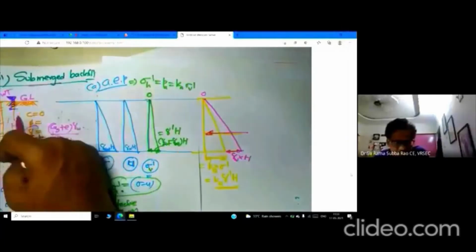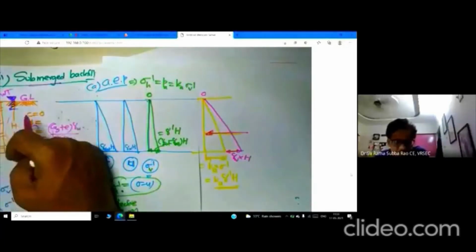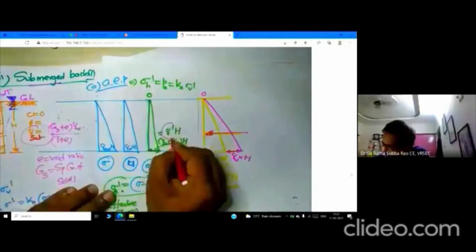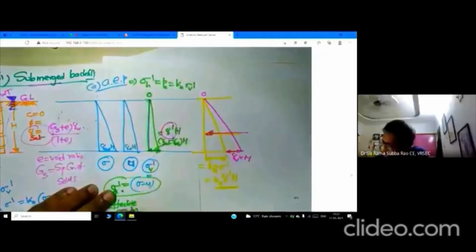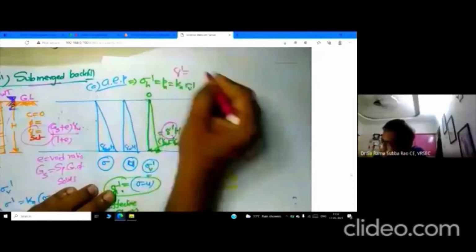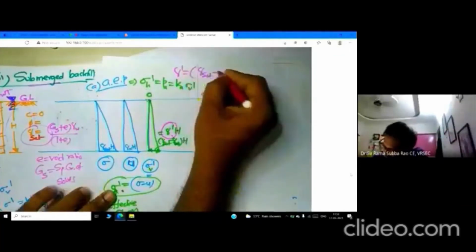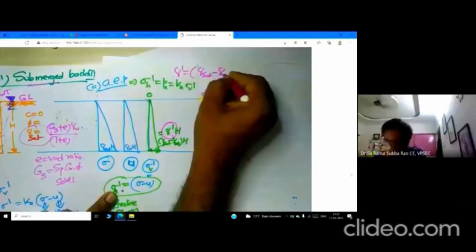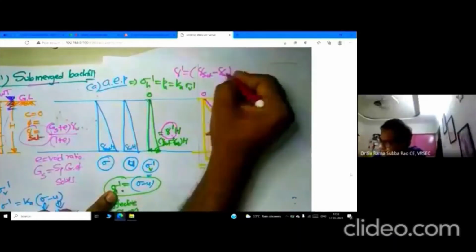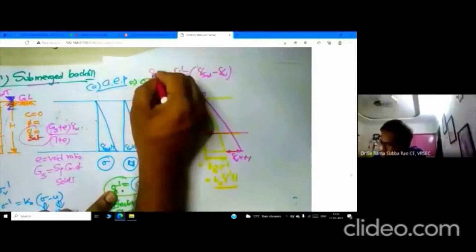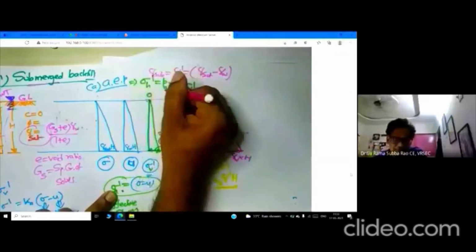Whenever you find this case, all of you please take care, you must show submerged. What is gamma dash? Can anyone tell me? Gamma dash means gamma sat minus gamma W. So gamma dash means gamma submerged, gamma prime. We are supposed to speak like that. Gamma prime is also designated as gamma submerged.